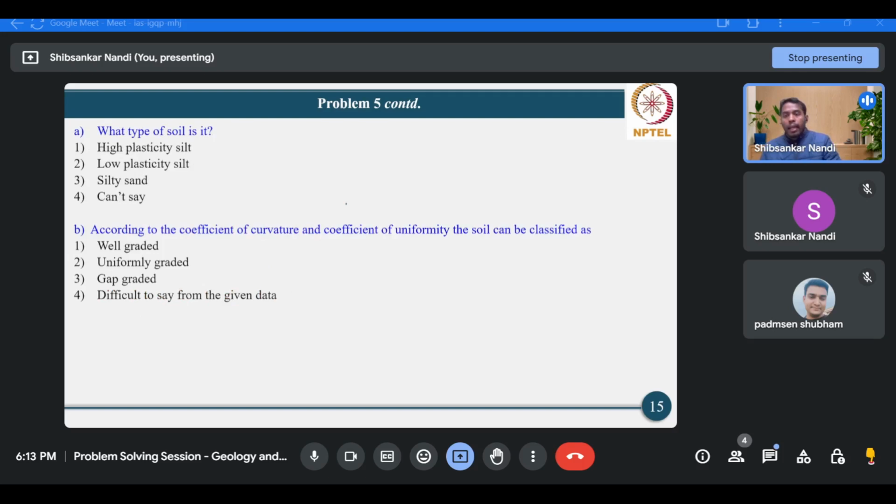So now, based on the data given in this problem, we have to answer these two questions. First of all, what type of soil is it? Whether it's high plasticity silt, low plasticity silt, silty sand, or we can't say. So we have to answer out of these four options. And secondly, according to the coefficient of curvature and coefficient of uniformity, the soil can be classified as option 1 well graded, option 2 uniformly graded, option 3 gap graded, and option 4 difficult to say from the given data. So these two questions are framed based on the data given to this problem.